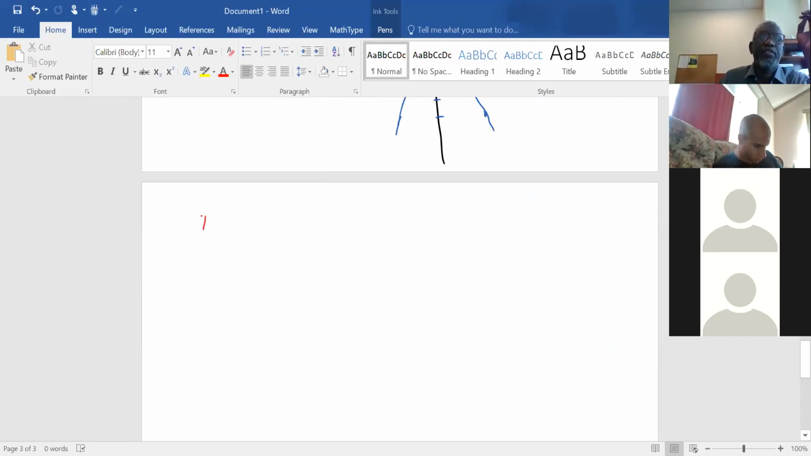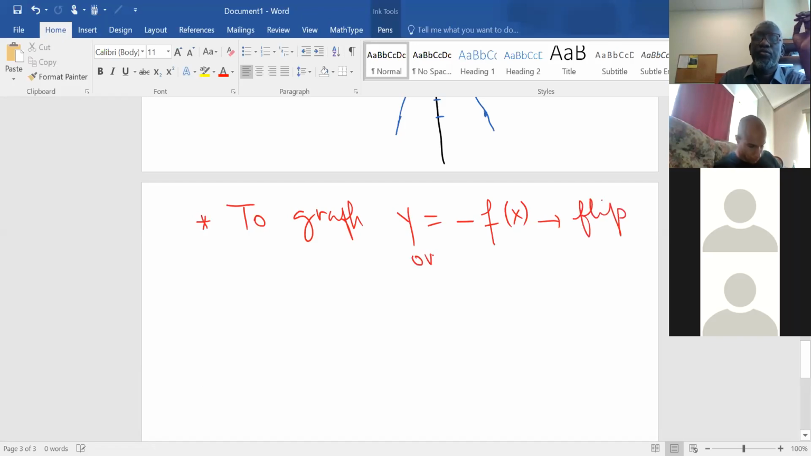To graph y equals negative f of x, flip over the x-axis. You see, the x-axis is like the mirror, okay? Again, here, the domain doesn't change. The range definitely could change, right? But the domain does not change at all, okay?